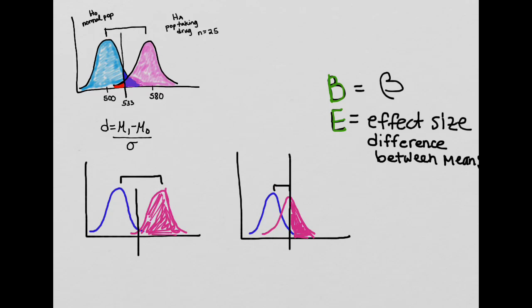So I'm going to stop there because this is getting a little long, but the next two components of power are the A and the N, and those are the two that we're going to talk about. A is alpha, and N is sample size. And so those we're going to talk about in the next video.